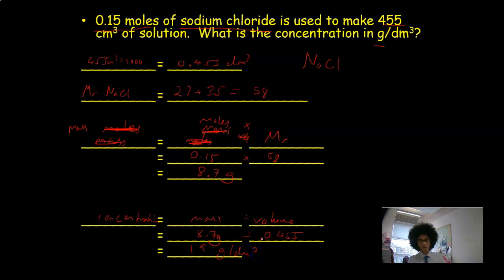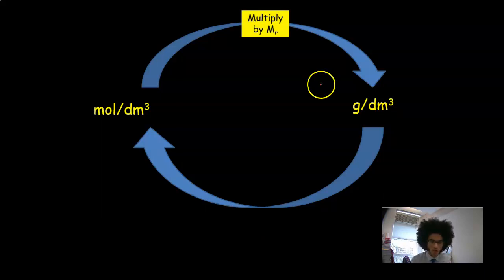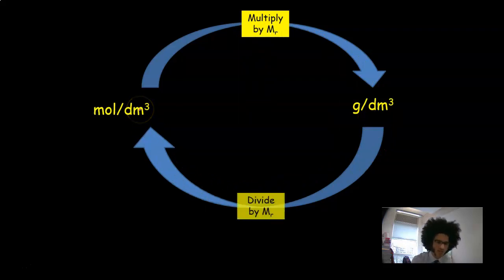Now you can see that this process is really long because when you've got moles and you try to work out grams per decimeter cubed, or you're going the other way, it can be a real nightmare. So there's a simpler way of doing it. We've got moles per decimeter cubed on one side and grams per decimeter cubed on the other. The easiest way of converting between the two is to use MR. If you're going from moles to grams, you multiply by MR. If you're going from grams to moles, you divide by the MR. It's a very easy way of remembering. So I'll show you a couple of examples of how to use this and make your calculation a little bit smoother.